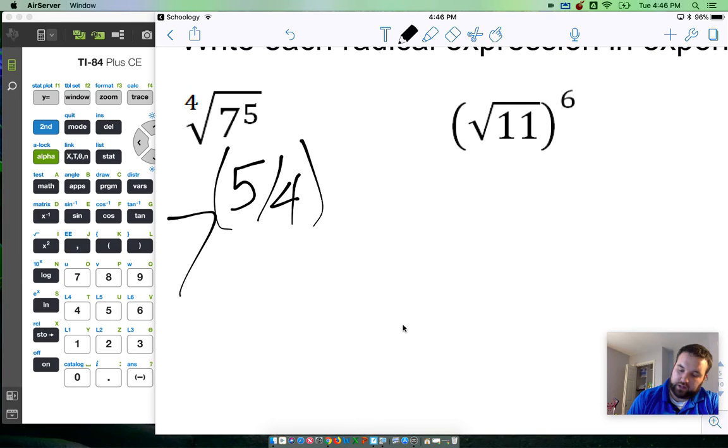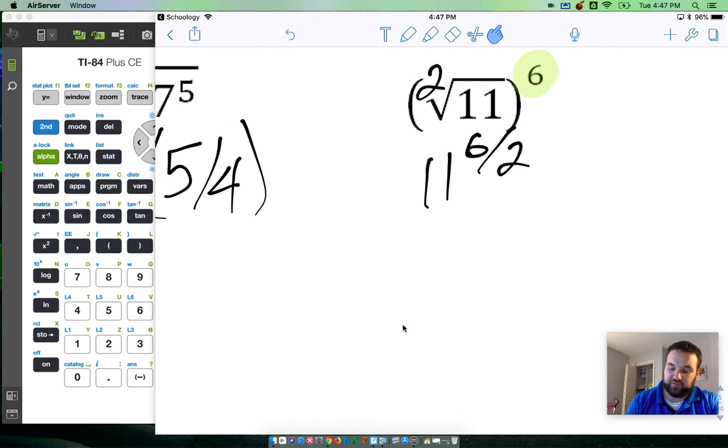Here, my index is 2, so I have the square root of 11 raised to the 6th. Notice in the previous example, the exponent of 5 was underneath the radical, whereas here the exponent is outside the parentheses. Fair game, you're going to see it both ways. Just understand that that's asking the same thing. So here I'm going to write this as 11 to the power of 6 over 2.